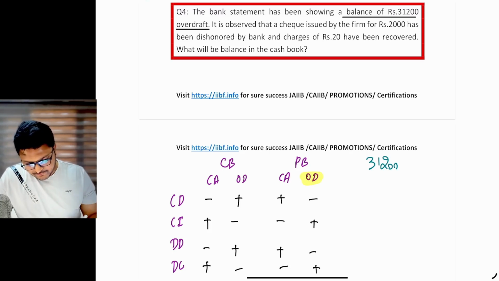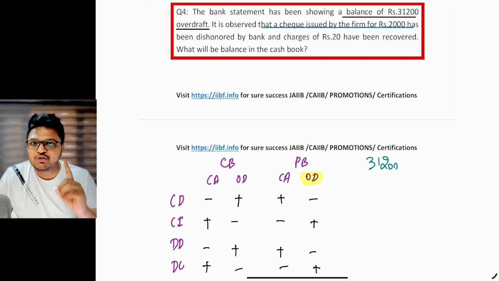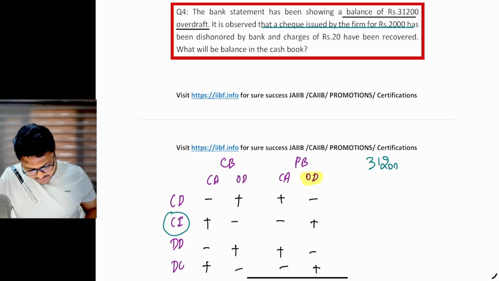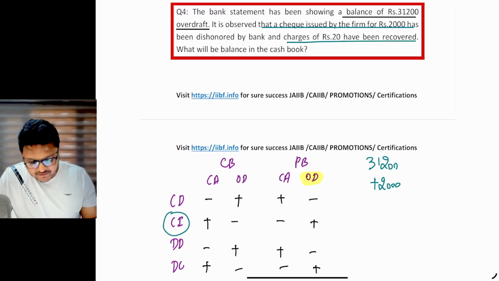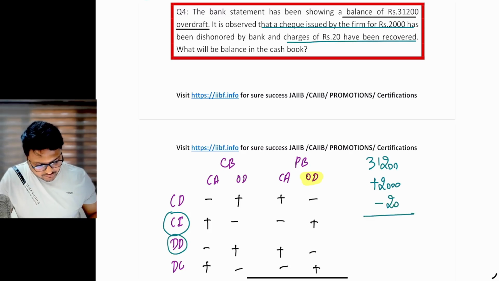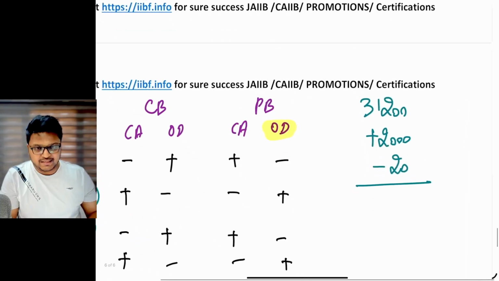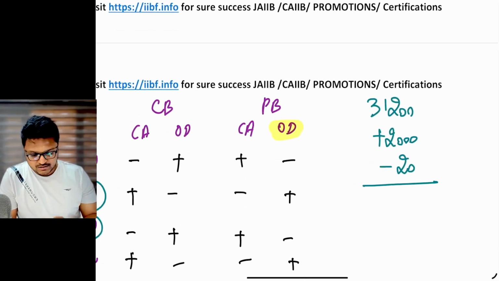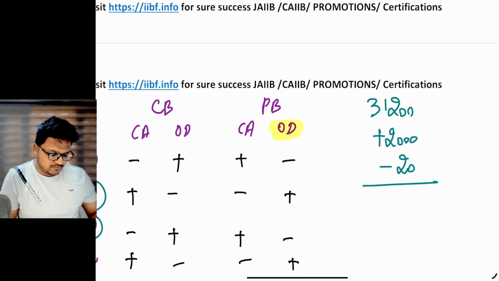Okay, so in the first case it says it is observed that the check issued by the firm has been dishonored. Check issued but dishonored means the second row we are talking about. So it's a plus sign over there. So 2,000 is to be added up, and further it says charges of 20 have been recovered, means direct debit, so it will be minus sign of 20 over here. That would be it. This is how easy it can be to solve the bank reconciliation statement question. So 31,200 plus 2,000 and minus 20, that is 33,180.